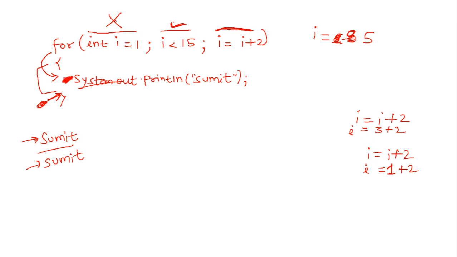Now again this condition will be checked. The initialization will not execute again, I am saying. It will execute the first time only. So 5 is less than 15, condition true. Again we will come inside. So Sumit is printed again.